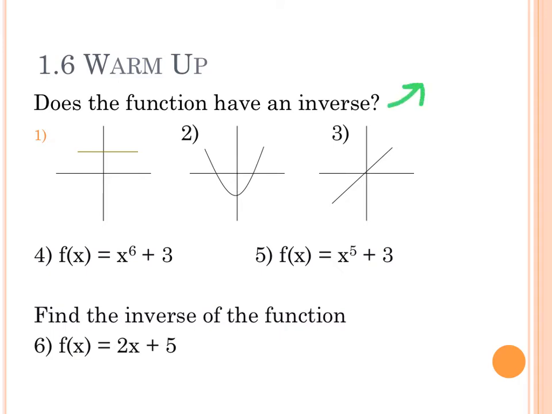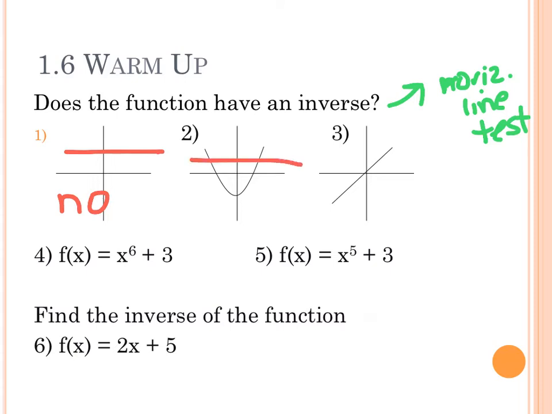Using a graph, the horizontal line test, right? So if a horizontal line crosses your graph at more than one point, then it would not be 1-to-1, which means it does not have an inverse. So does number 1 have an inverse? No, it fails at every single point along the way, right? Does number 2 have an inverse? No. Does number 3 have an inverse? Yes. And if we needed to find it, we would plot our points. We would switch the x and y points to find the inverse, okay?